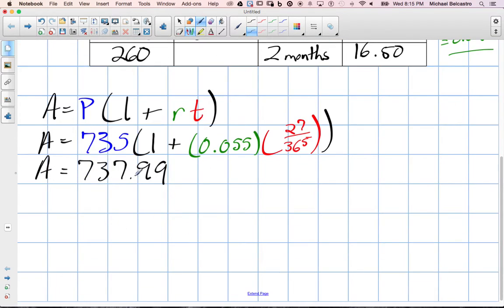It told us how much is in the bank account. How can we figure out how much interest they earned? If this is how much we have now, how much did we start with? 735. Yeah. So how do we find the difference between those two? Subtracting them? That's exactly right.